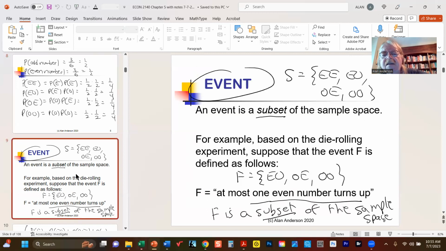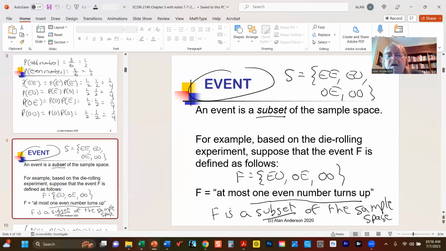Now, an event. Most of the time, what we're really interested in doing is calculating the probability of an event of some kind. An event is formally defined as a subset of the sample space. In other words, the event is a set itself. It contains elements from the sample space. All of the elements in the event are also elements in the sample space.